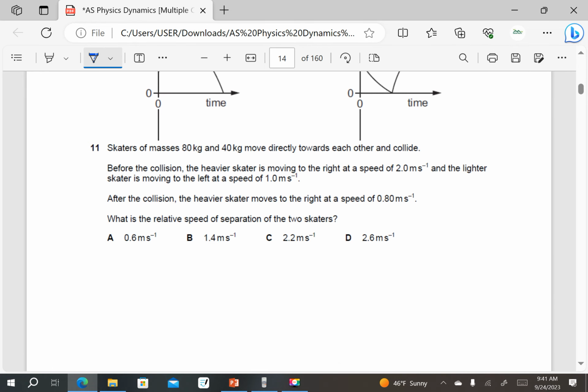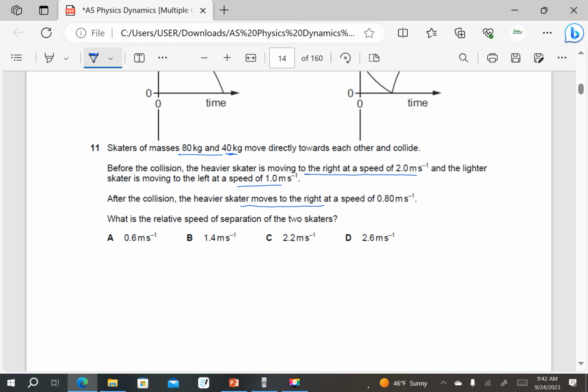The skaters of masses 80 kilograms and 40 kilograms move directly towards each other and collide. Before collision, the heavier skater is moving to the right with a speed of 2 meters per second, and the lighter skater is moving to the left with a speed of 1 meter per second. After the collision, the heavier skater continues to the right with a speed of 0.8 meters per second. What is the relative speed of separation of the two skaters?